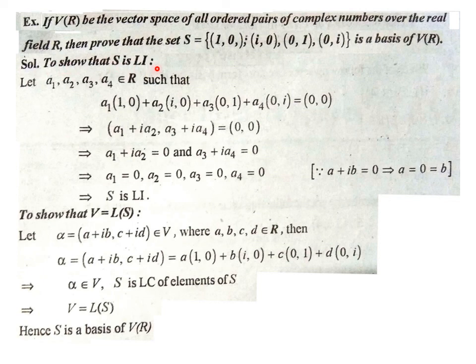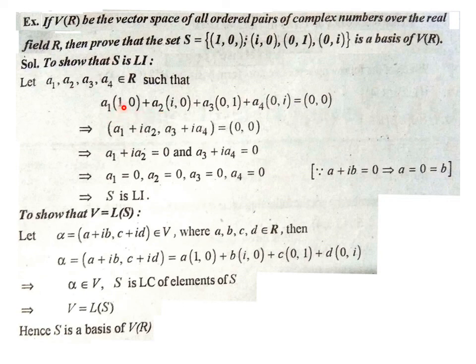So first of all we show that S is linearly independent. For that, 4 vectors are there in S, so we take 4 scalars, that is elements of the field, which is R here. So 4 real numbers a1, a2, a3, a4 are taken, and then a linear combination is created: a1 alpha 1 plus a2 alpha 2 plus a3 alpha 3 plus a4 alpha 4 equals 0. That means a1(1,0) plus a2(iota,0) plus a3(0,1) plus a4(0,iota) equals 0, the zero vector, that is (0,0), like other elements of set S or vector space.